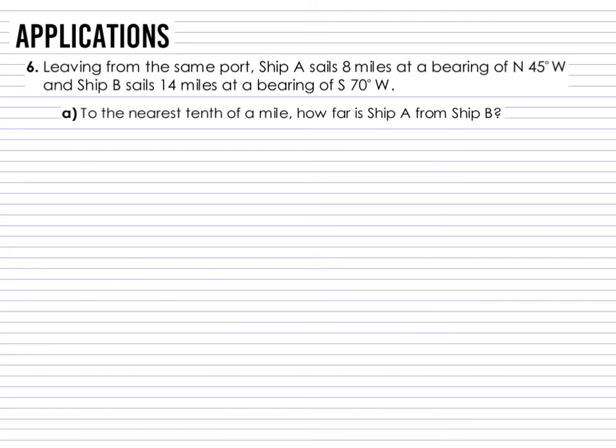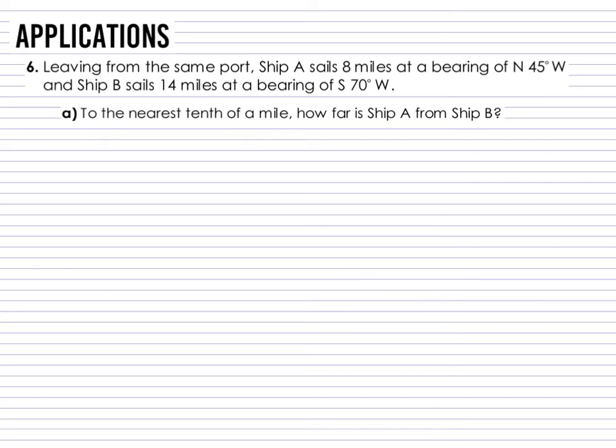So we have one last application problem. This one says that leaving from the same port, ship A sails 8 miles at a bearing of north 45 degrees west, so meaning north of the equator, and then to the west, which is the left. And ship B sails 14 miles at a bearing of south 70 degrees west. So we would measure that to go straight down, and then west is left as well. So we're going to go to the left 70 degrees.